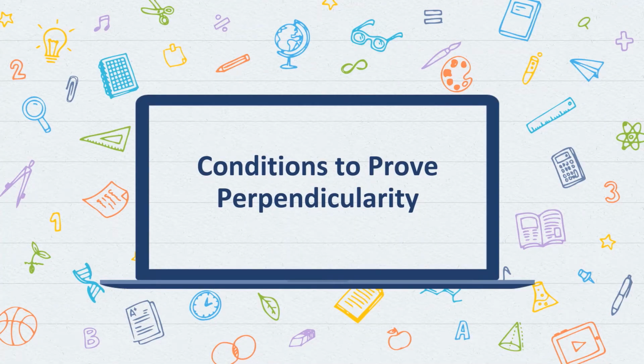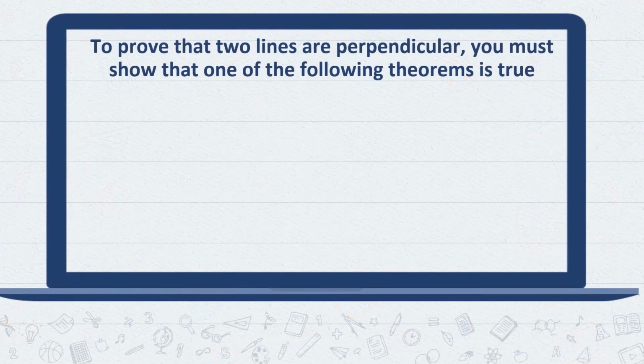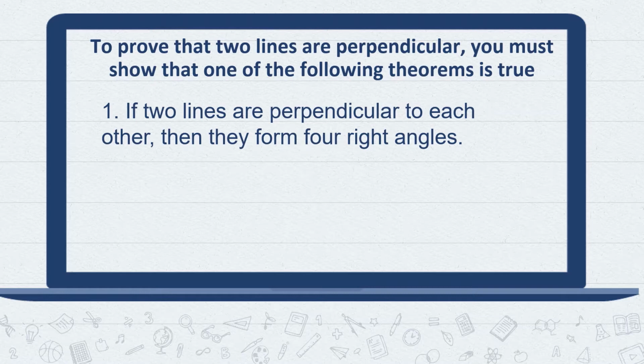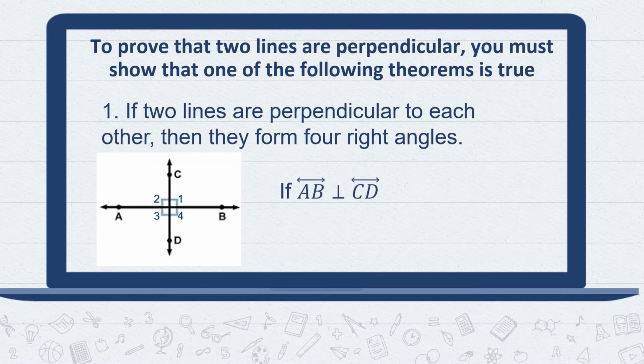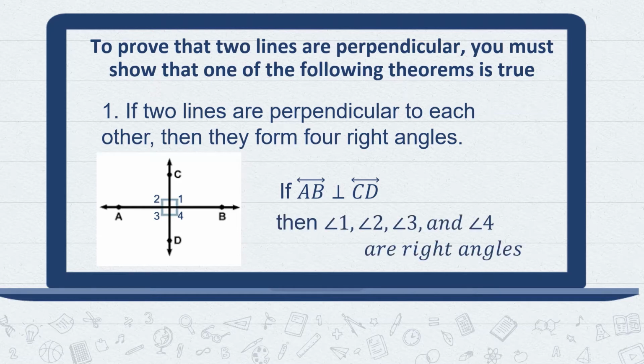Now, let's proceed to conditions to prove perpendicularity. To prove that two lines are perpendicular, you must show that one of the following theorems is true. Number 1, if two lines are perpendicular to each other, then they form four right angles. Considering the given figure, if line AB is perpendicular to line CD, then angle 1, angle 2, angle 3, and angle 4 are right angles.